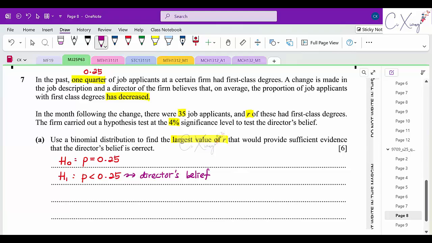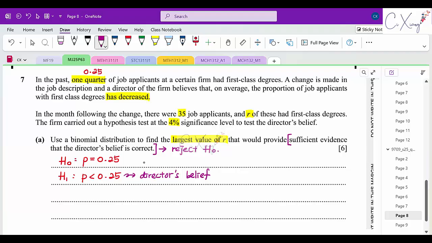If you read the question one more time, they said, find the largest value of R that would provide sufficient evidence that the director's belief is correct. What's the meaning of this sentence? Sufficient evidence to show that the director's belief is correct means that you reject the null hypothesis and accept the alternative hypothesis, because the director's belief is the alternative hypothesis.